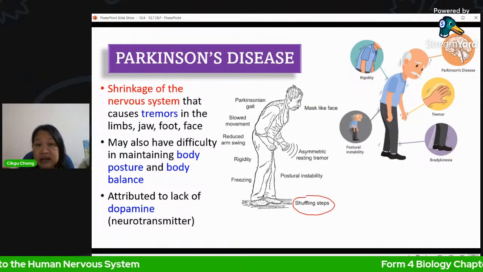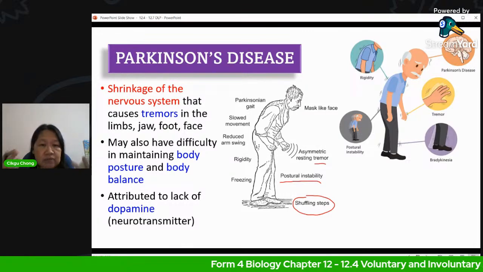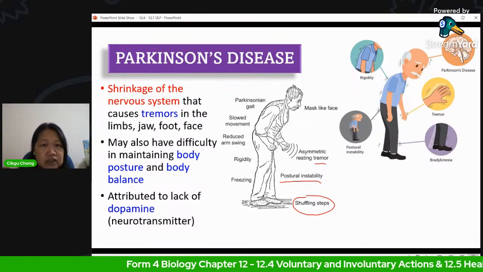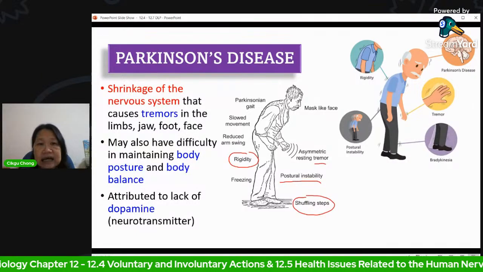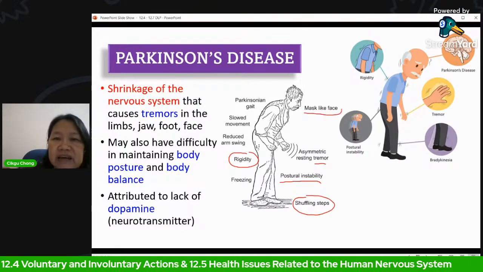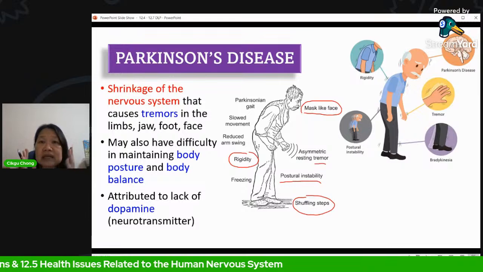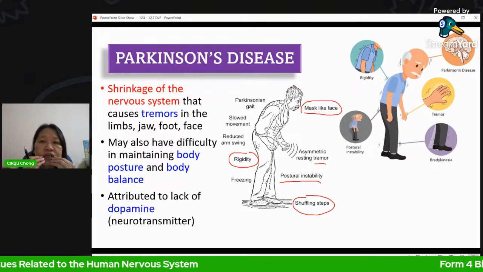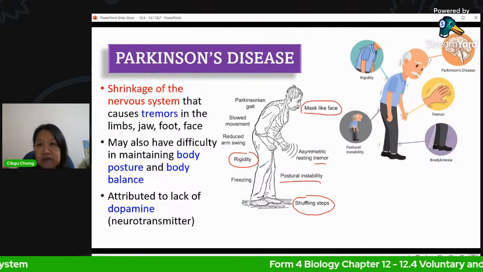They'll be taking small steps. Okay, tremors, postural instability, unable to maintain a good posture, and rigidity. That means very rigid, very stiff, and mask-like face. The face is a bit expressionless. So it's like you're wearing a mask there. It means no smiling, no expression, an emotionless kind of face.